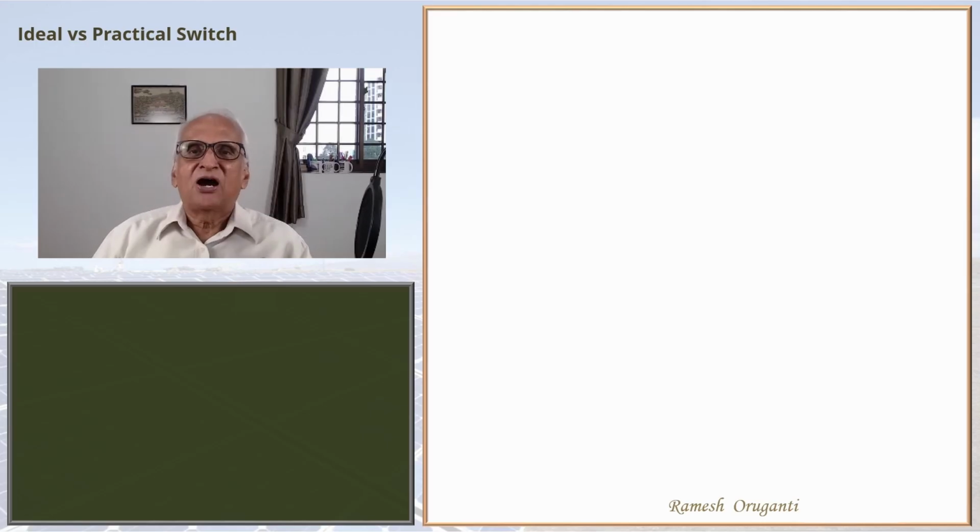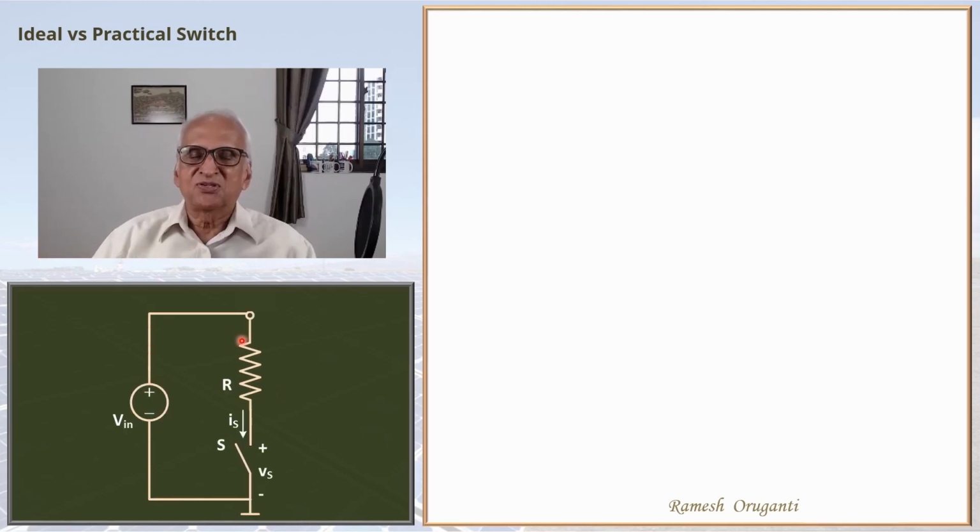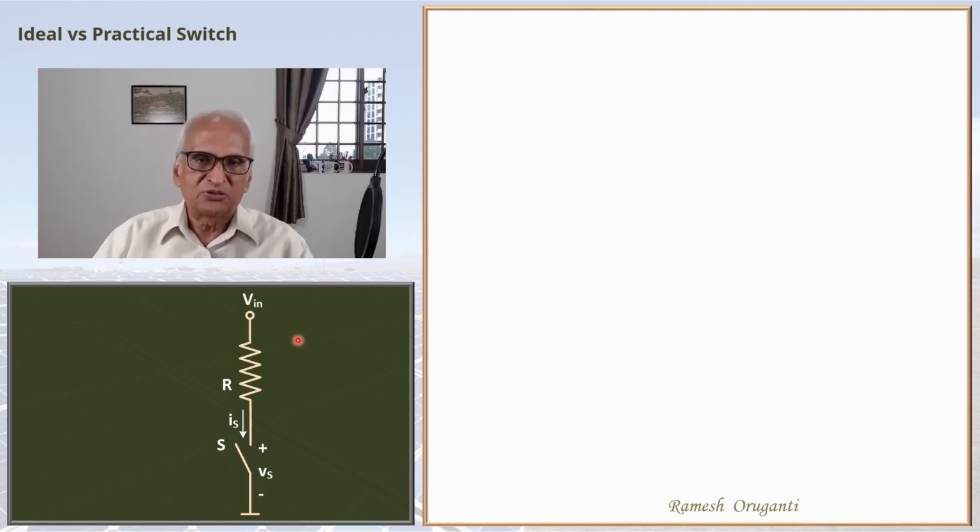Next, we will see how an ideal switch switches and how a practical switch switches. We will use a simple circuit with a resistance in series with a switch fed by a DC voltage source Vin. Generally, when we have a circuit like this, we need not show the Vin source separately. We can mark the Vin like this. With an inductance, the switching becomes a bit more complicated. We will see that in a separate video. So we will use a simple circuit with a resistive load.